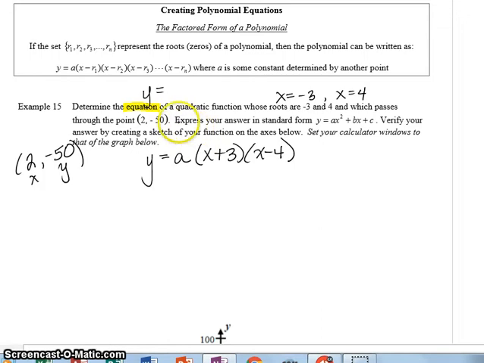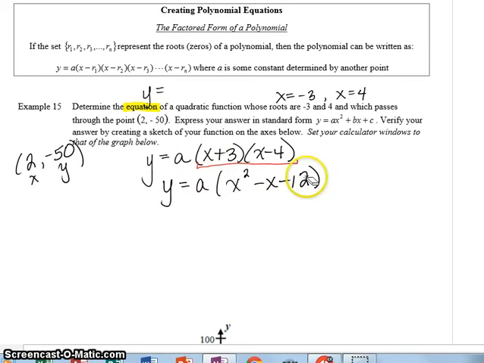So now you're just going to FOIL. You're going to take x plus 3 times the quantity x minus 4 and FOIL it, or use your box method. So you're going to end up with a times the trinomial x squared minus x minus 12.